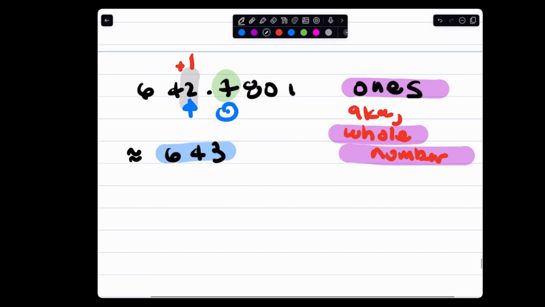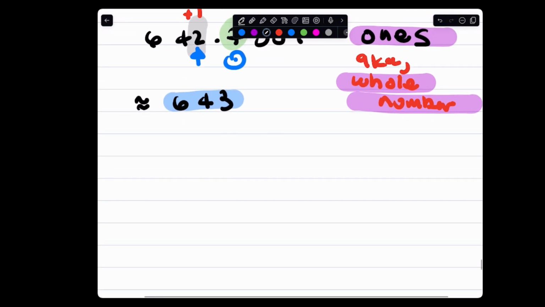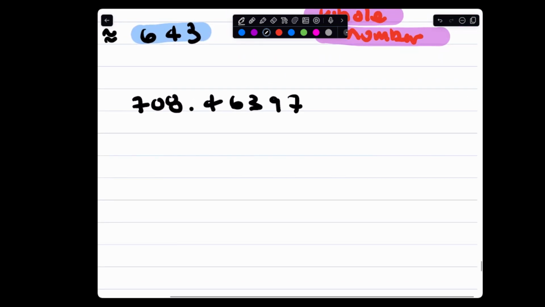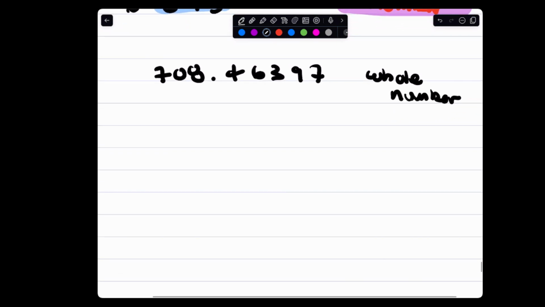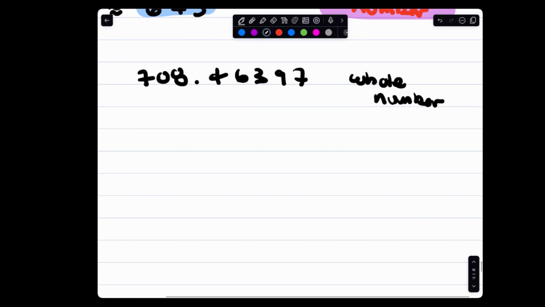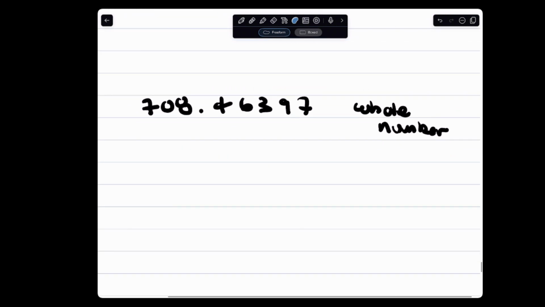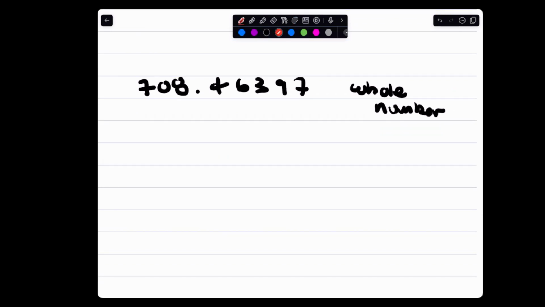All right. Now, let's try this out. How about this? 708.46397. And we're going to approximate to the nearest whole number, just so you guys can see what that means. You go, oh, they want me to do the nearest whole number? I don't know what that is. Well, what are they really saying? They want you to approximate to the ones position. Now, what digit is in the ones position?